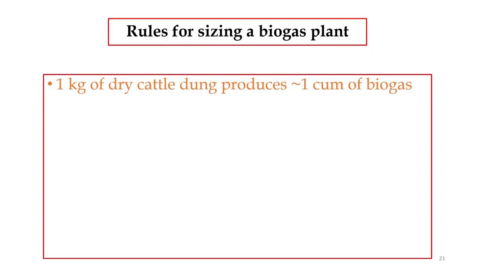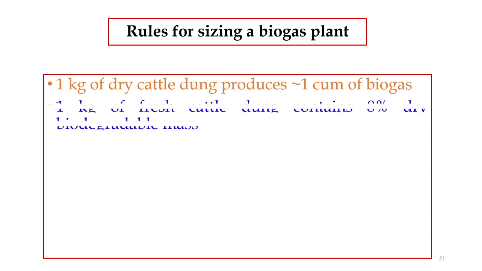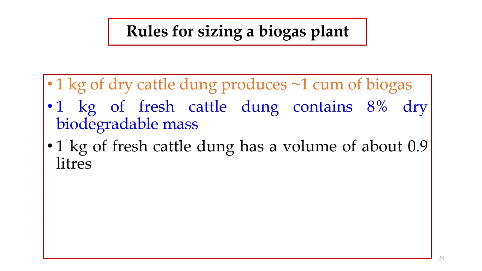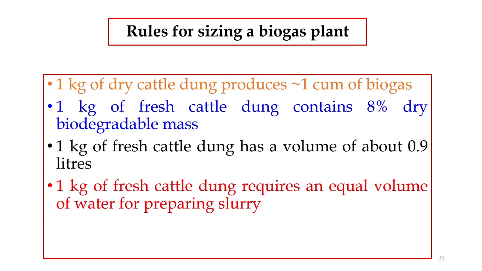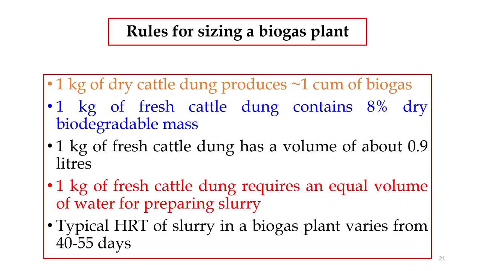Now we'll study some very interesting facts which are required to solve some of the design problems. These are nothing but rules for sizing a biogas plant. That means 1 kg of dry cattle dung produces 1 cubic meter of biogas. Then 1 kg of fresh cattle dung contains 8% dry biodegradable mass. Then 1 kg of fresh cattle dung has a volume of about 0.9 liters. 1 kg of fresh cattle dung requires an equal volume of water for preparing slurry. And typical hydraulic retention time of slurry in a biogas plant varies from 40 to 55 days.